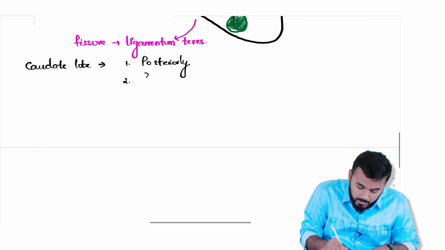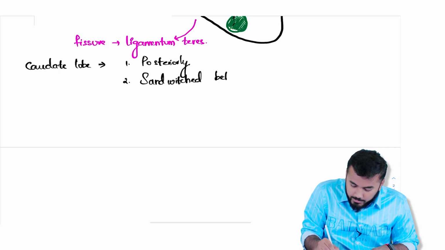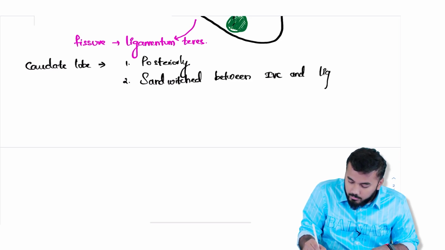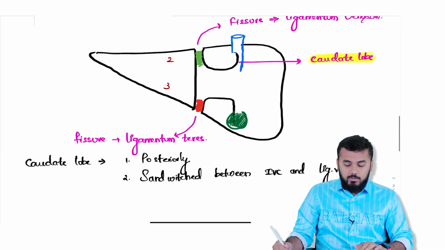So caudate lobe is sandwiched between inferior vena cava as well as ligamentum venosum. So this is an important thing you need to know.